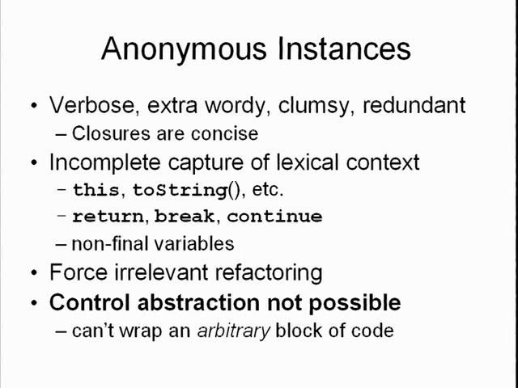The most important thing is the lexical context of the code is not completely captured by anonymous inner classes. The meaning of this changes. It refers to something different inside an anonymous inner class than it did outside. toString or any of the methods that you inherit from Object or from the interface that you're implementing, or the class that you're extending, all of those affect the scoping. Return, break, and continue simply don't work the same inside an anonymous inner class as they do outside. And of course, the non-final local variables from the enclosing scope, you can't use them.